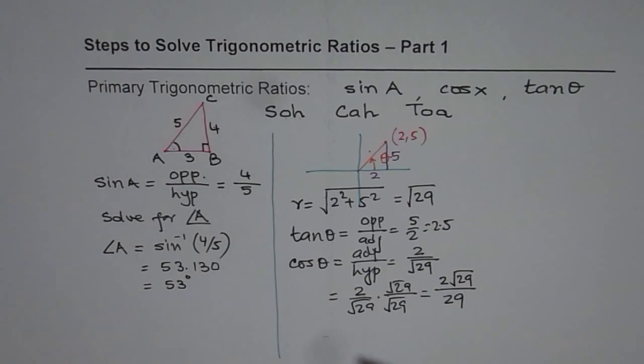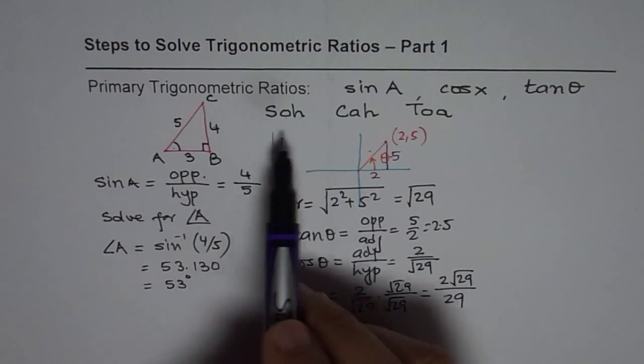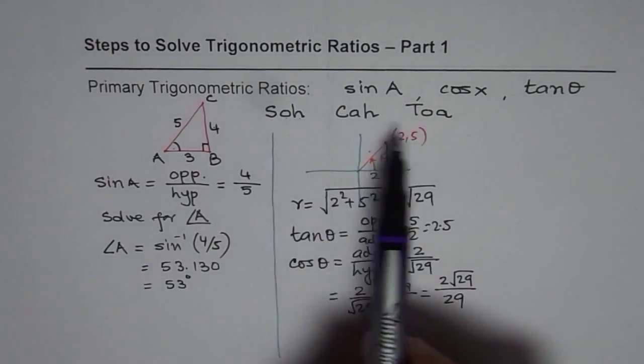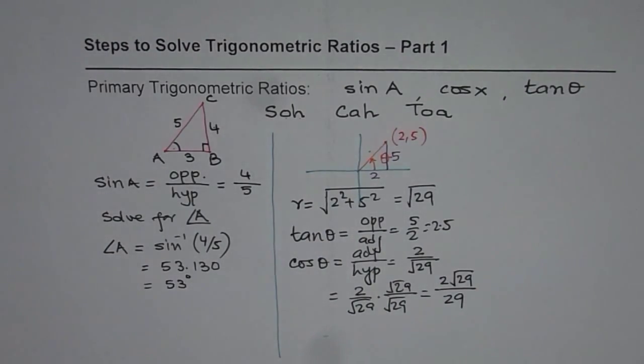Now as an exercise, you can solve for the other trigonometric ratio, that is sine of theta, for this particular triangle, correct? So this is how, when we say find trigonometric ratios, we basically mean to use SOH CAH TOA to find these ratios in such cases, correct?